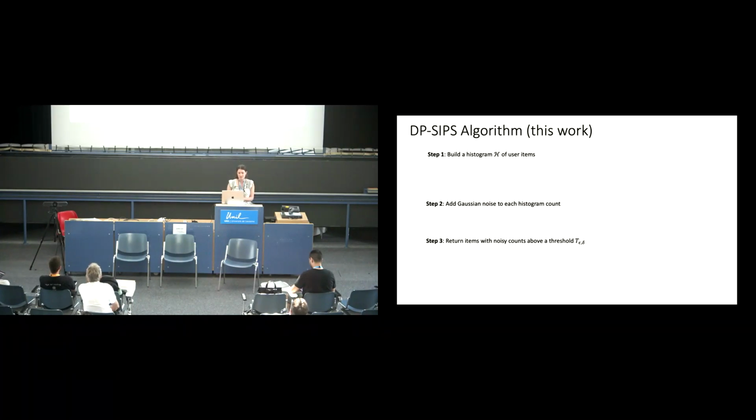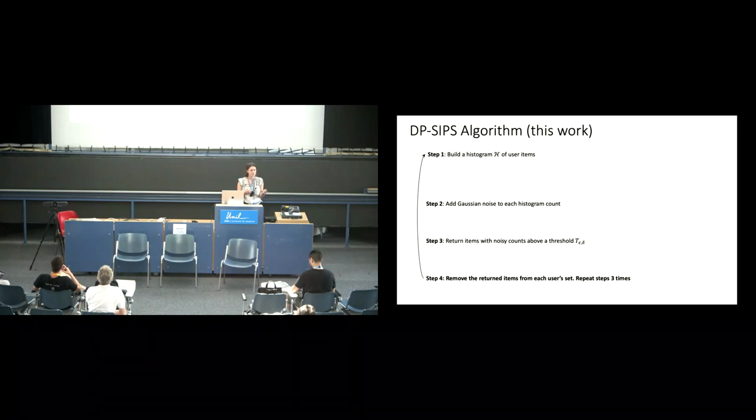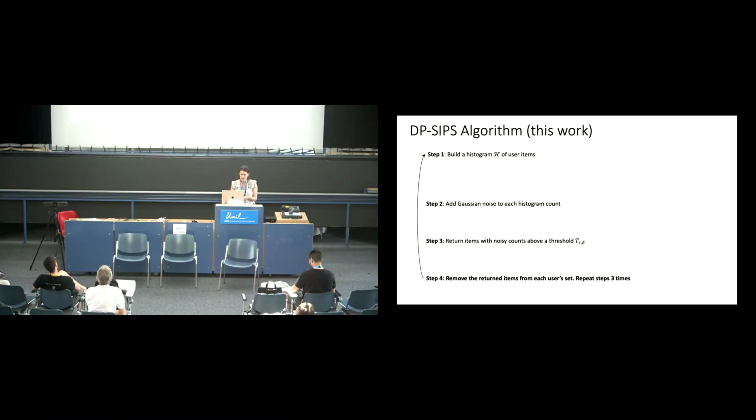So we do something a little bit different. We have these same three basic steps, but we take an iterative approach in our algorithm. After, in step 3, we've returned a set of items to be released, we actually remove those items from the users' data sets and repeat the same algorithm on this smaller data set. And we divide our privacy budget across these 3 runs.